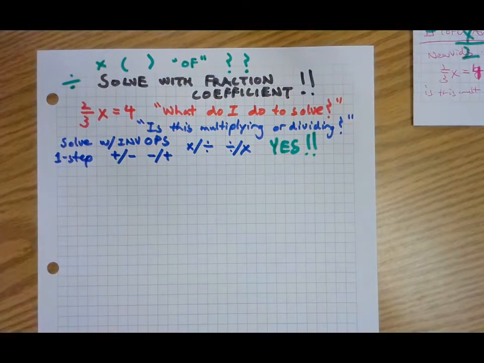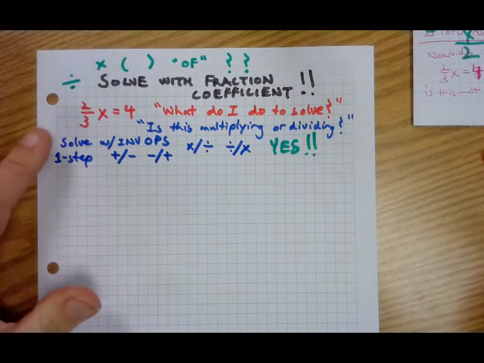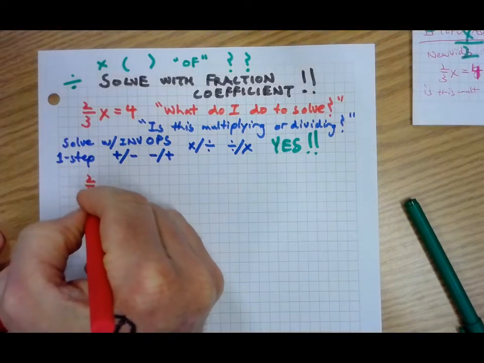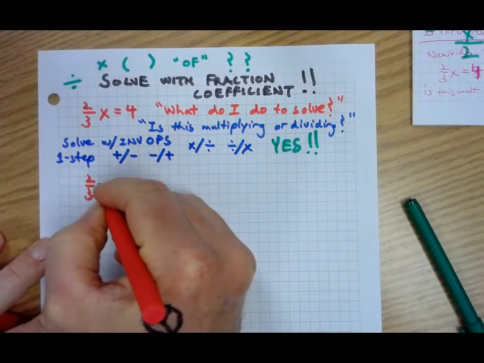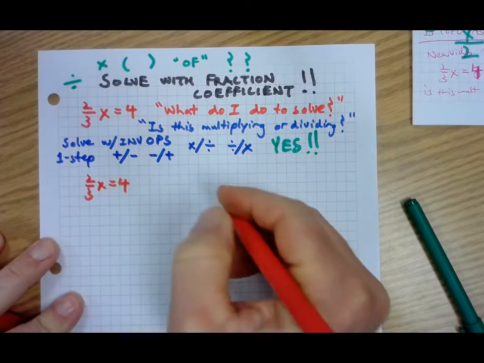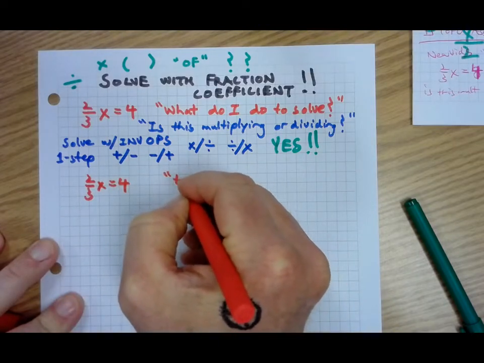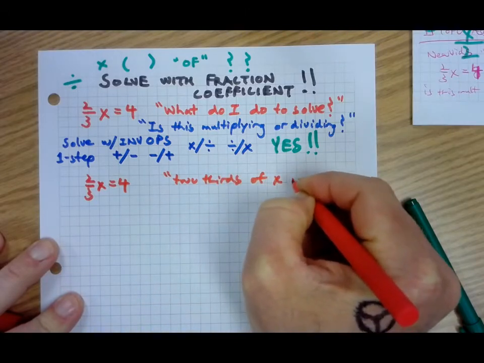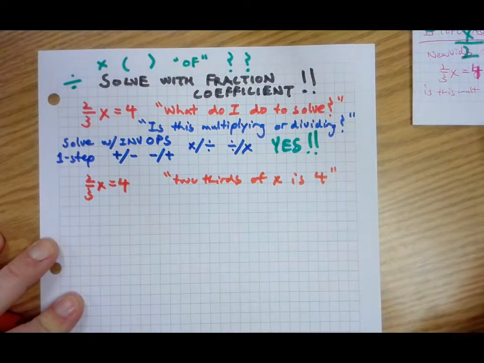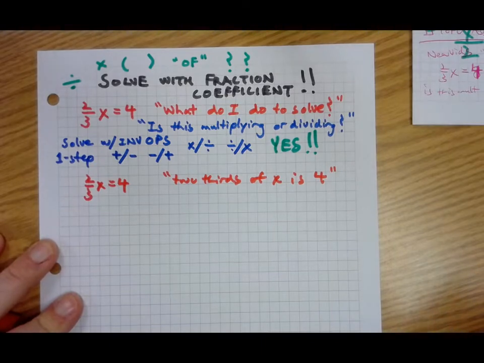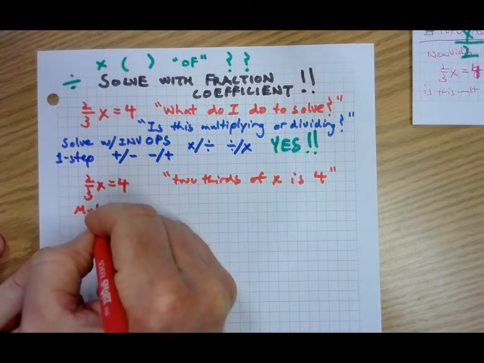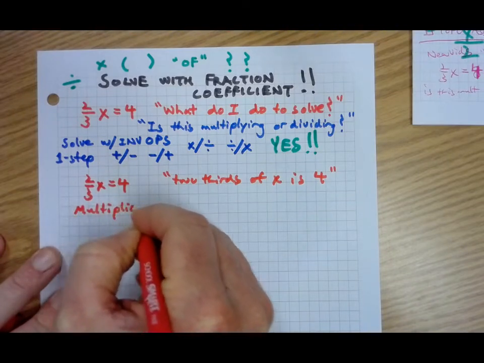Here's what I mean by that. It just depends on how that little voice in your head says this. So 2/3, you might say 2/3 times x equals 4. You might say 2/3 of x is 4. That is a slightly different way of thinking of it, but it means the same thing. And so if we're thinking this is multiplication, let's take this to a simple example.